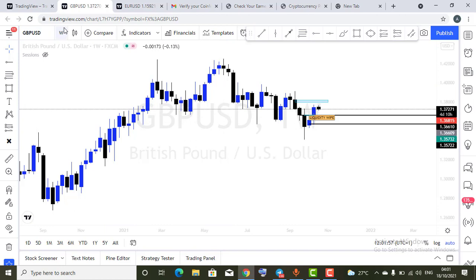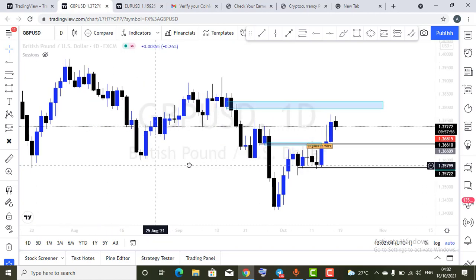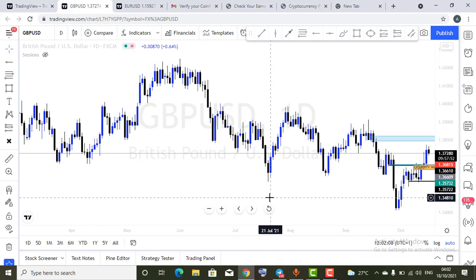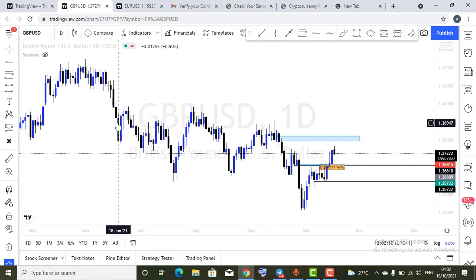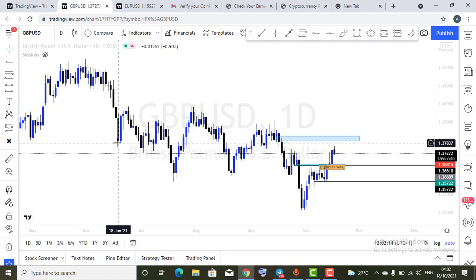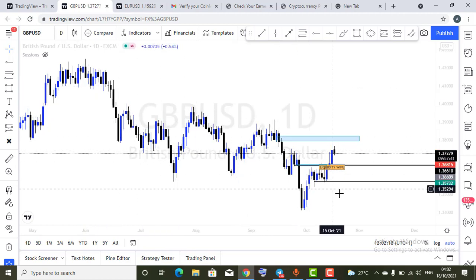Okay, and then we go to the daily time frame, and that's where we actually mark up our levels. Something very interesting happened here. If you look at this daily time frame, we've been having a series of lower lows and lower highs, which indicates that the market is going down.